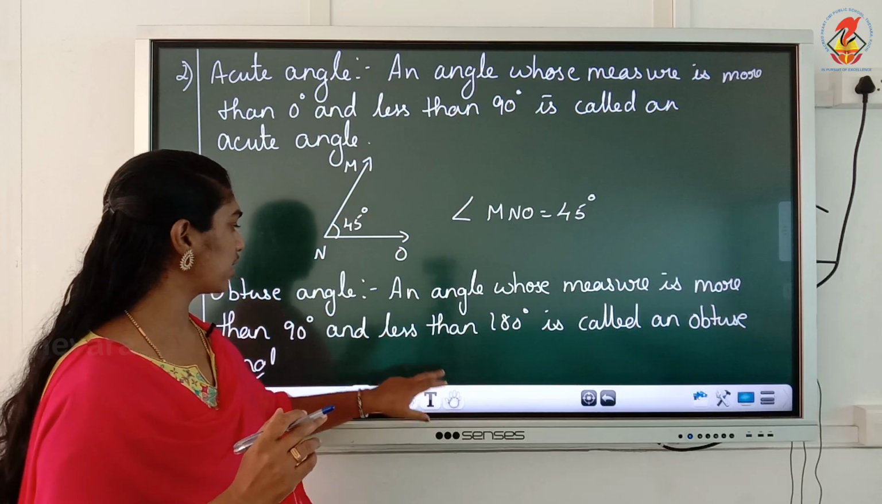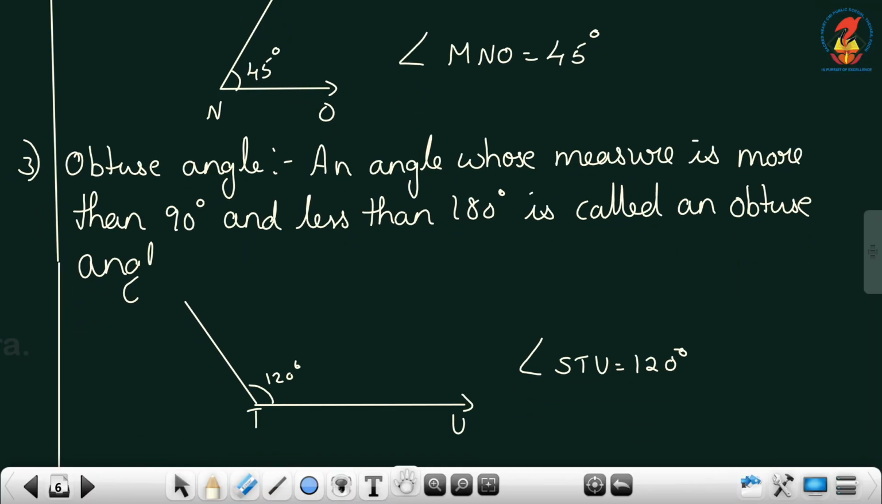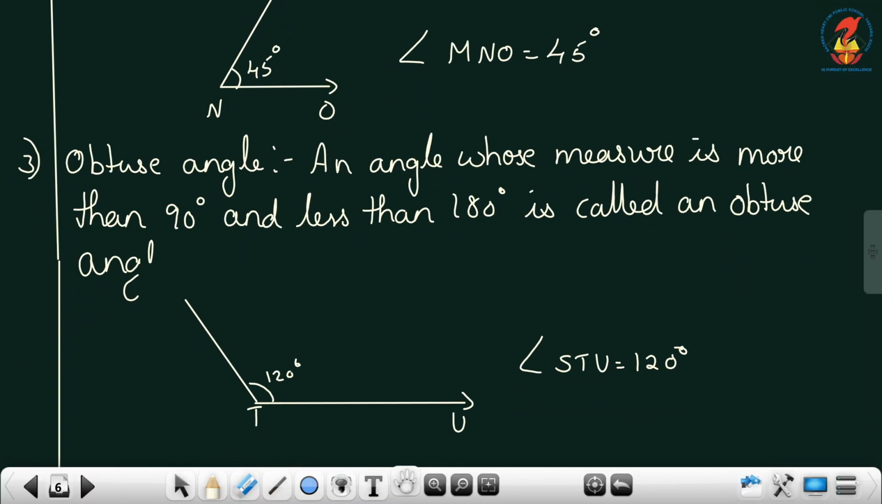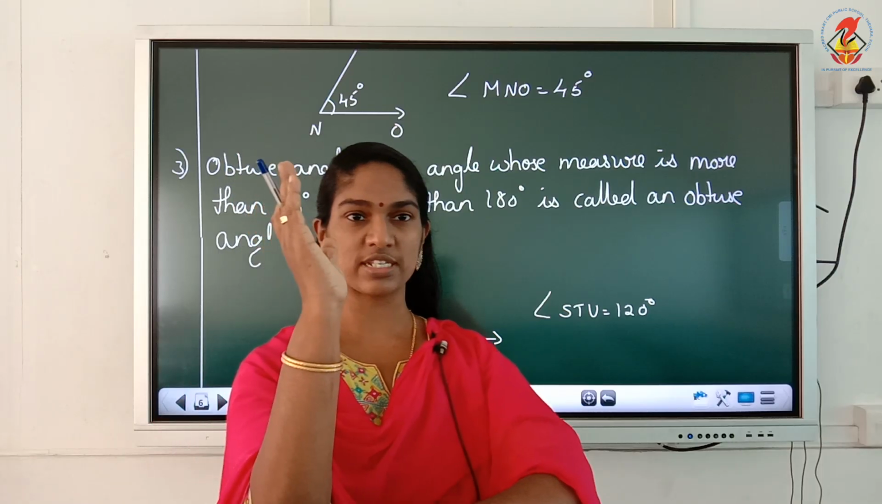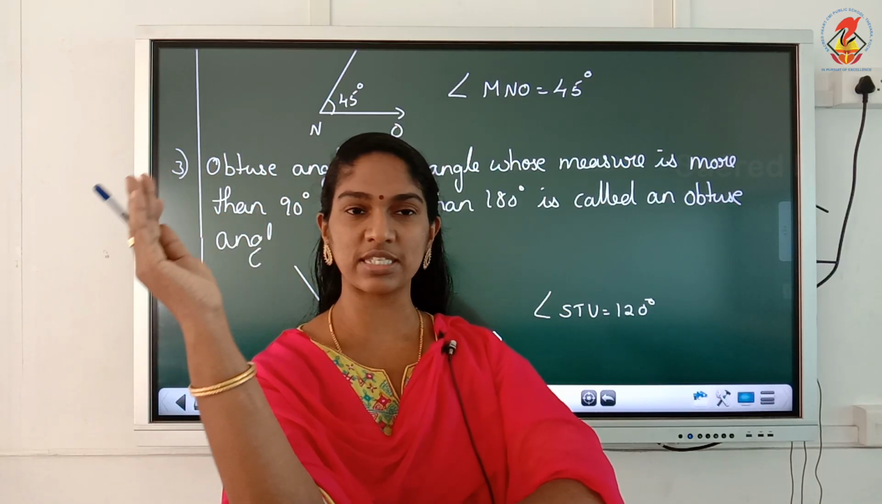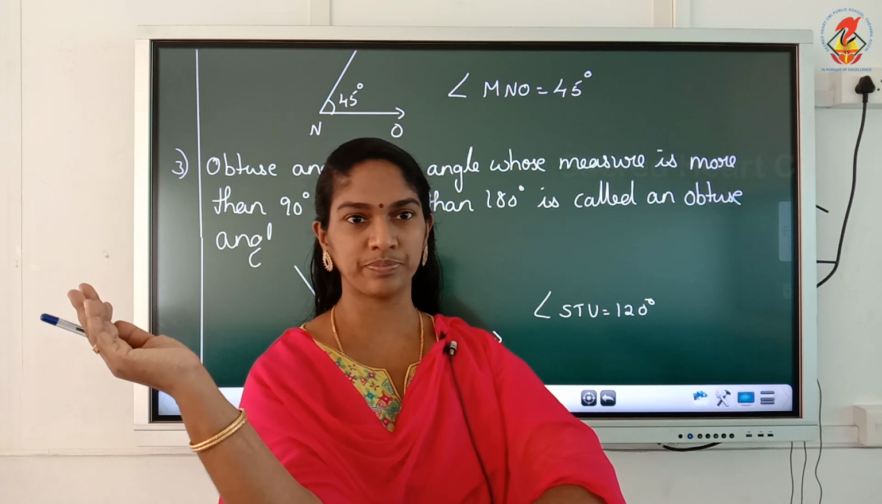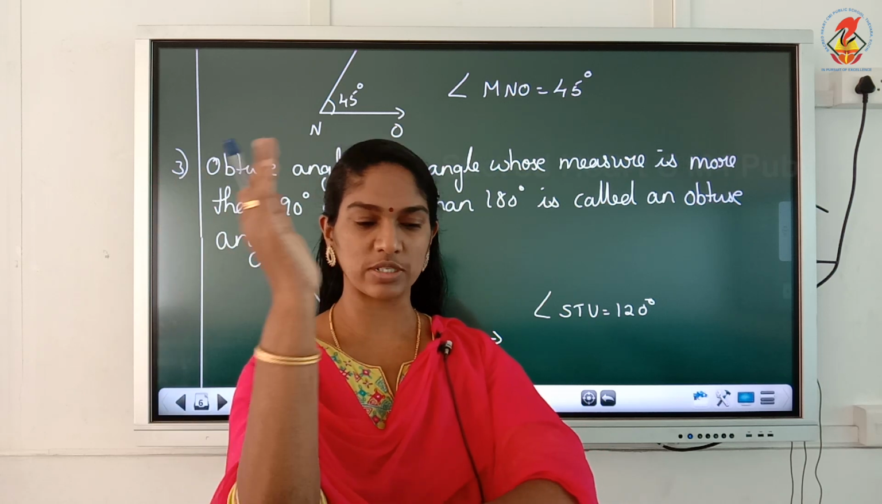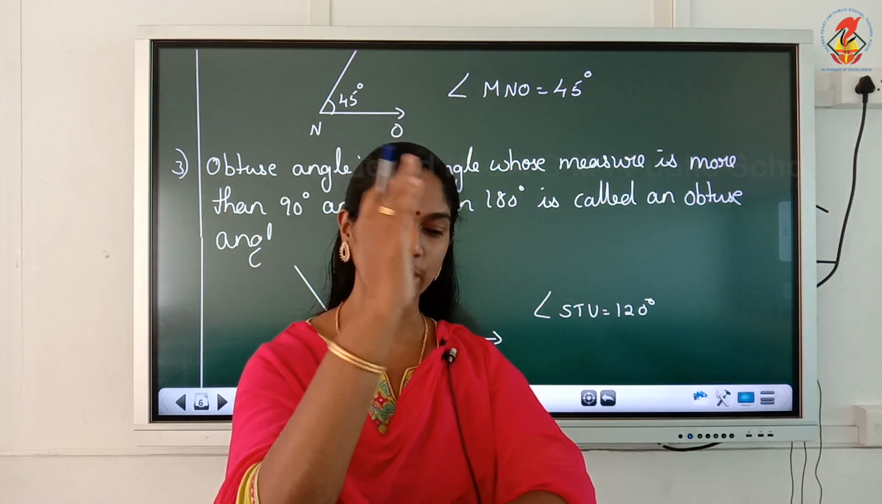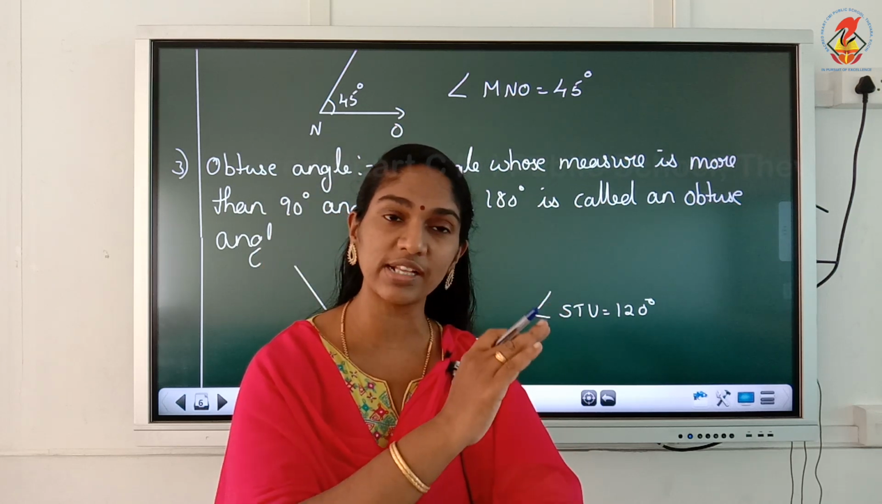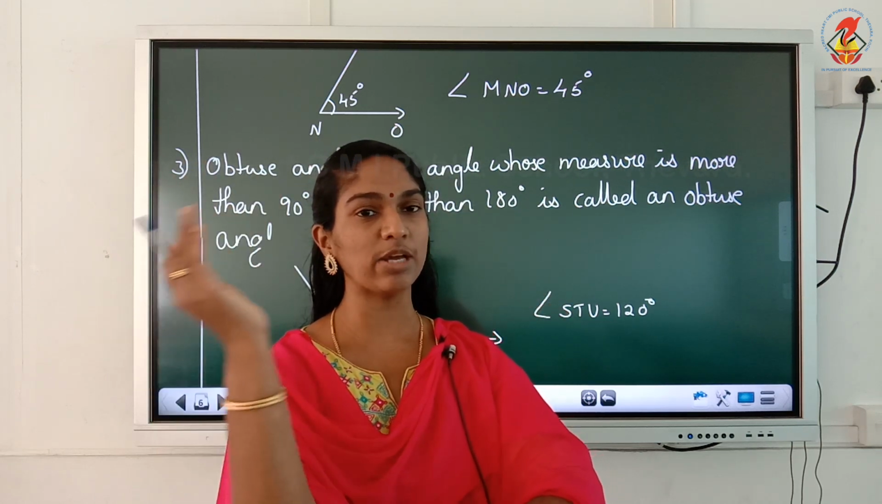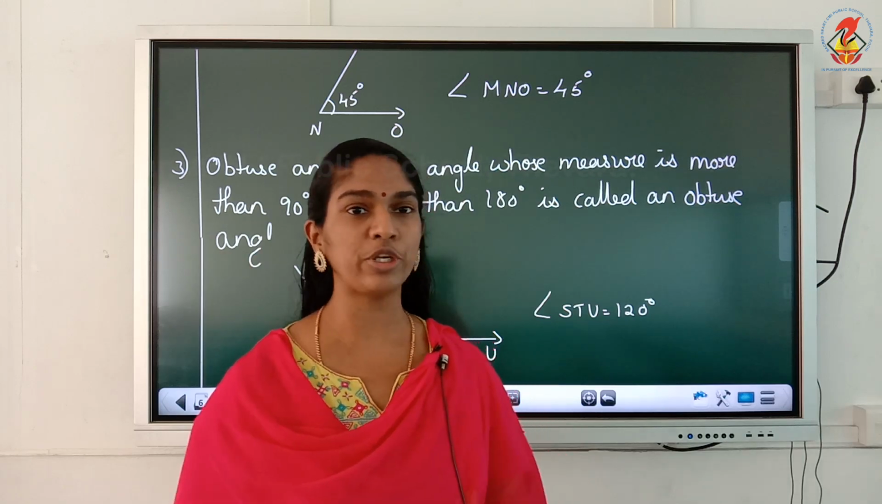Next, coming to the next angle, that is the obtuse angle. Obtuse angles are angles whose measure is more than 90 degrees but less than 180 degrees. We know this is 90 degrees. More than 90 means the mouth will be open. So, when it is less than 90 degrees, the mouth will be closed. They are called acute angles. When it is more than 90 degrees, the mouth will be open. It is called an obtuse angle.